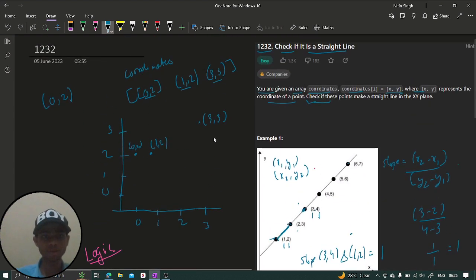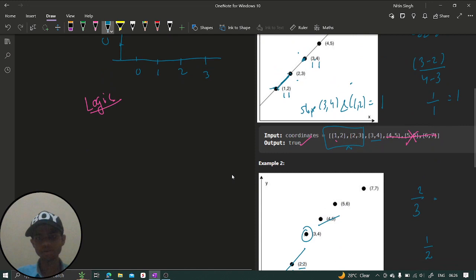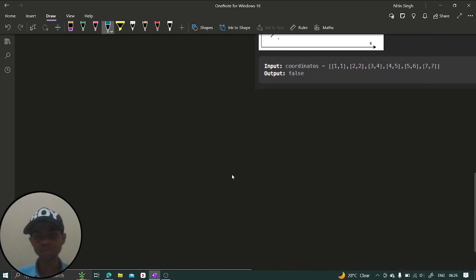If you notice this particular part, guys, we have taken a first example like this. So what will happen here? If we do y2 minus y1, then 2 minus 2 is going to return 0. So to avoid this zero division error, let's assume these two points are x1, y1 and x2, y2, and the third point which we got is x3, y3.